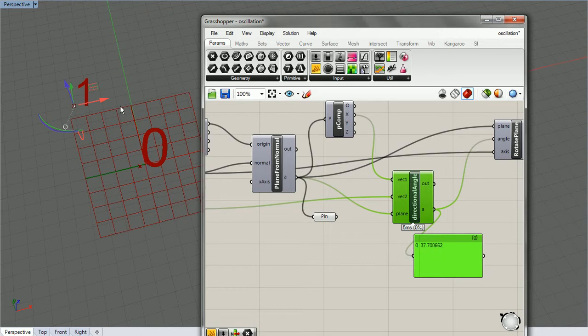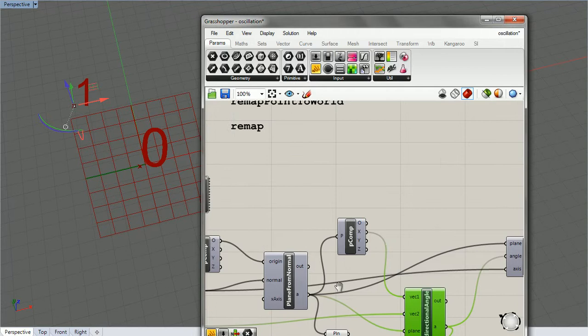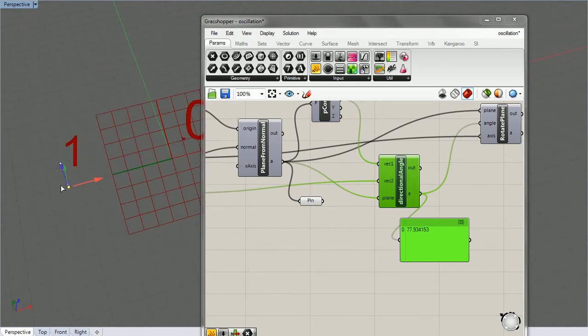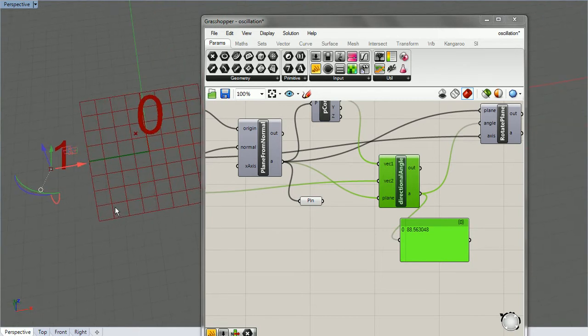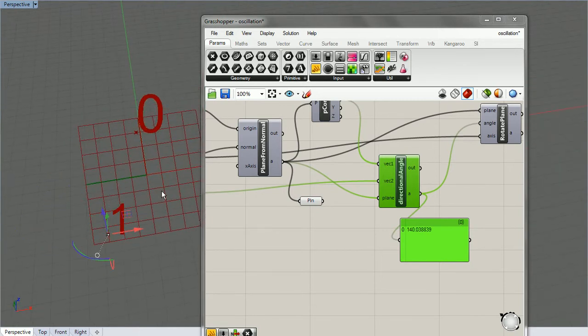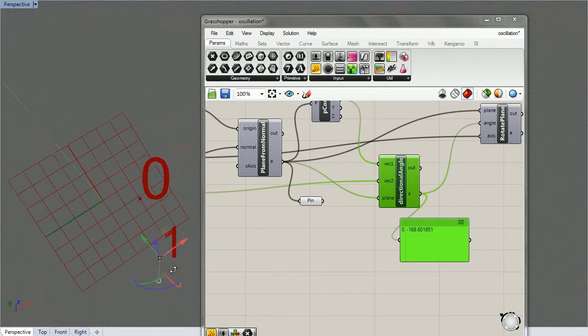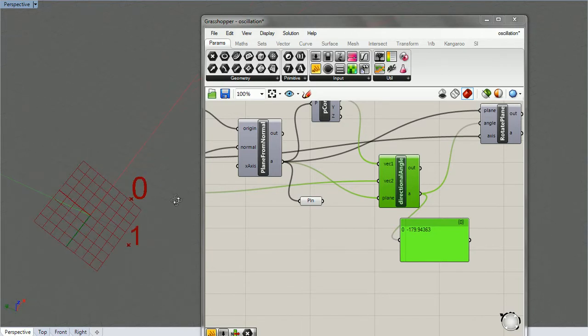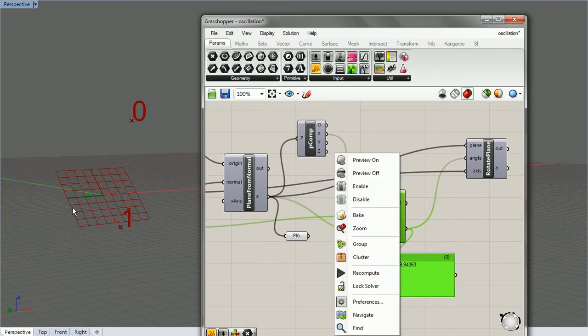So 36, if we look according to our picture and rotate it that way, that looks about right. 77, that looks about right. 88, so that's about 90, that looks about right. And remember, we're looking at the x-axis right here. So minus 168 is about 180.